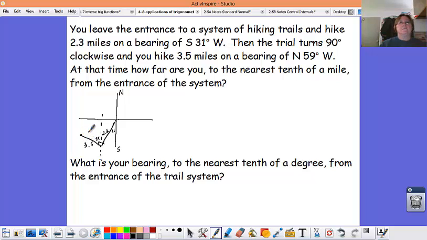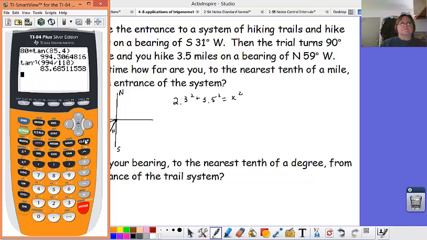Okay, I think to myself, oh my goodness, how far am I from the start of the system? Well, folks, that's a right triangle problem. From the start of the system, which was right there, I walked 2.3 miles here and 3.5 there. So 2.3 squared plus 3.5 squared equals my journey's length squared, so x squared.